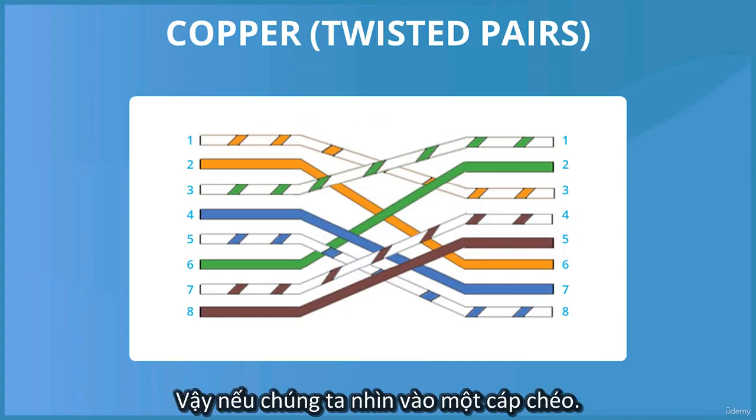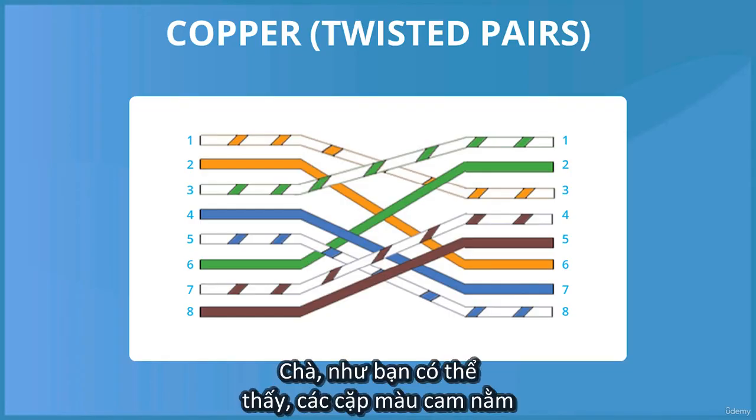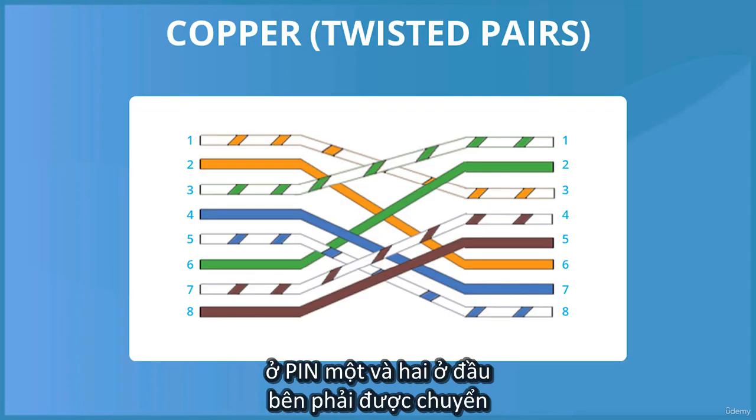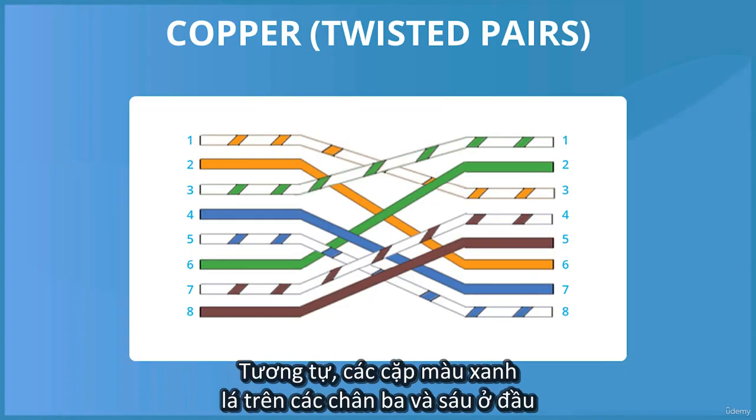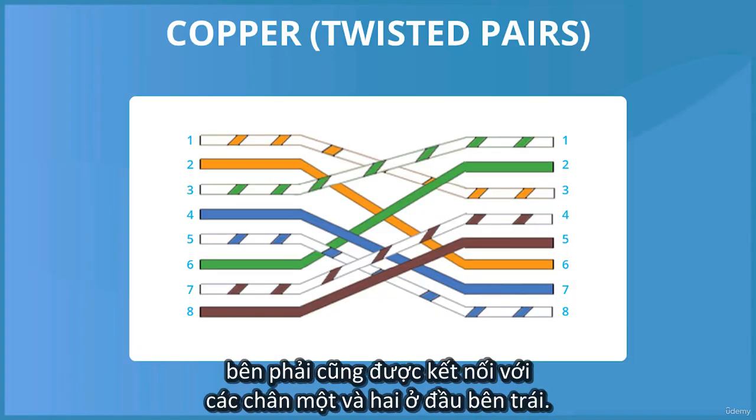So if we take a look at a cross cable, as you can see, the orange pairs located at pins 1 and 2 on the right end are transferred to the pinout on 3 and 6 on the left end. Likewise, the green pairs on pins 3 and 6 at the right end are also connected to pins 1 and 2 at the left end.